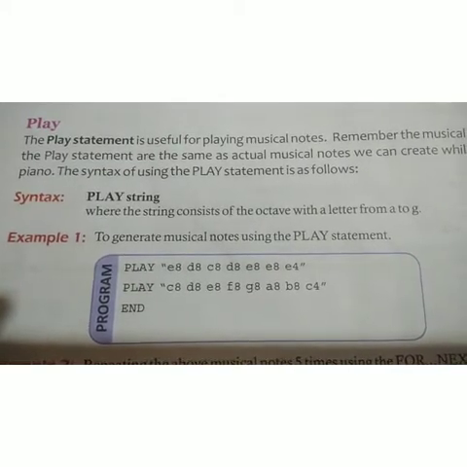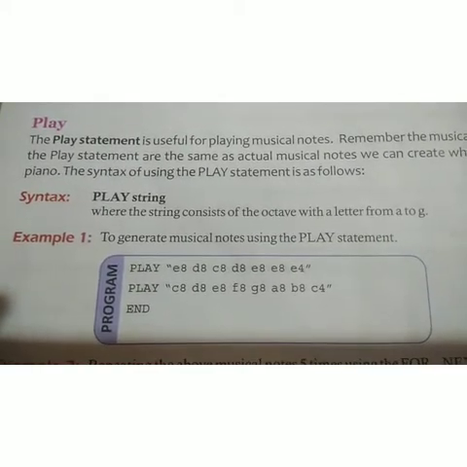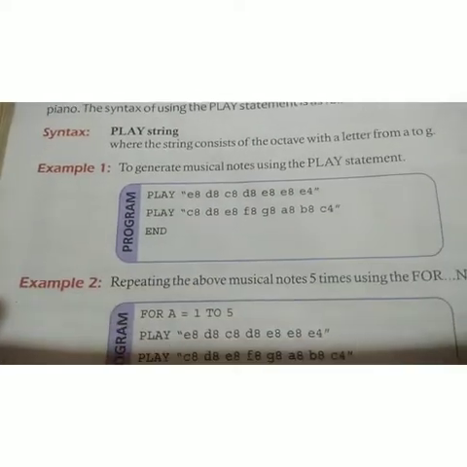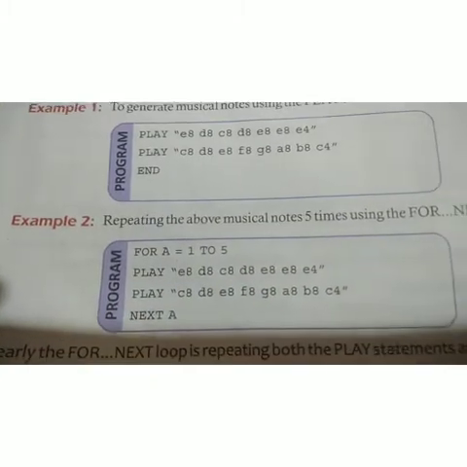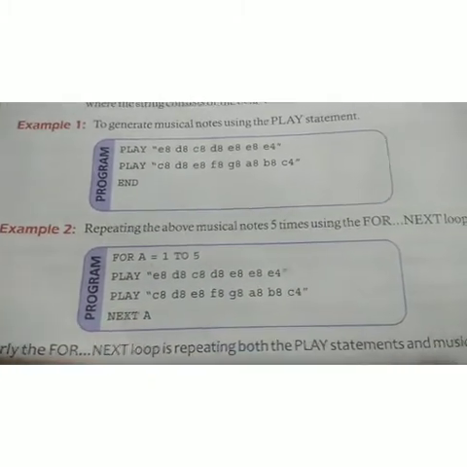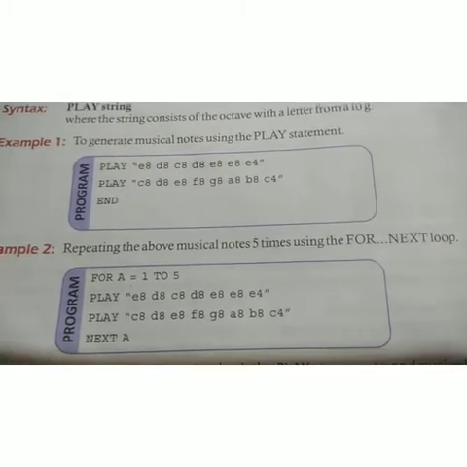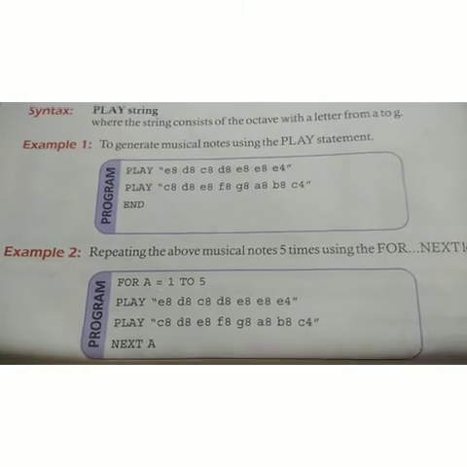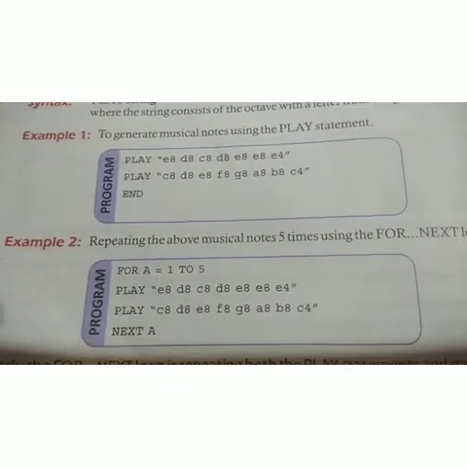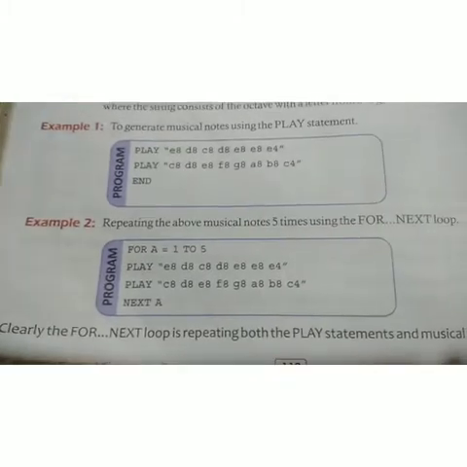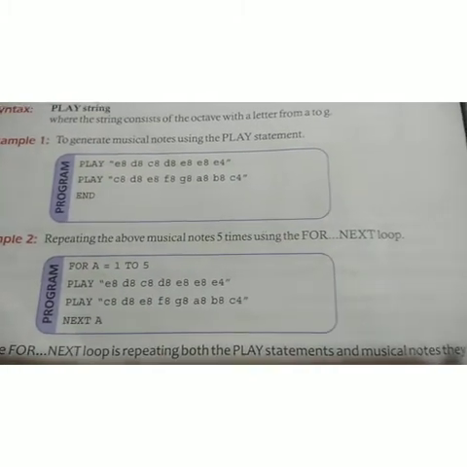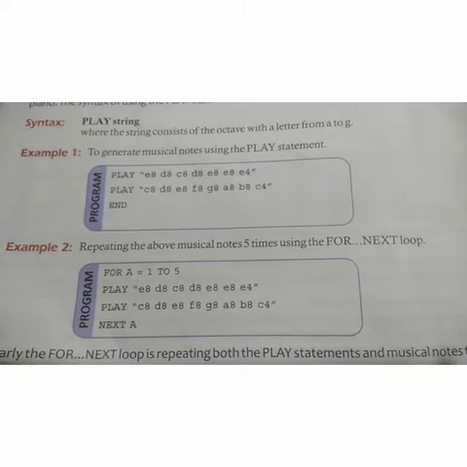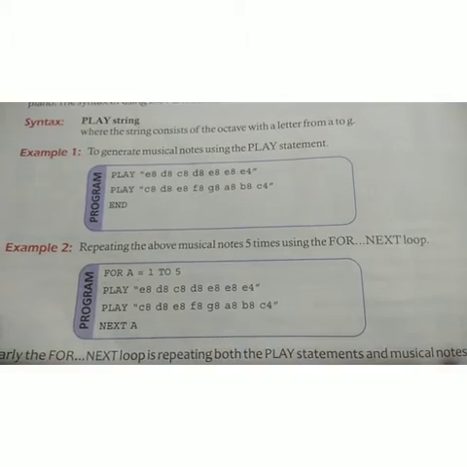Example 1, to generate musical notes using the PLAY statement: PLAY "E8, D8, C8, D8, E8, E8 and E4", then PLAY the same again, and end the program. Next, example number 2. Here we repeat the above musical notes 5 times using the FOR NEXT loop: FOR A = 1 TO 5, PLAY the same notes, then NEXT A. Clearly the FOR NEXT loop is repeating both the PLAY statements and the musical notes they play. So this is example 2 related to the PLAY statement.